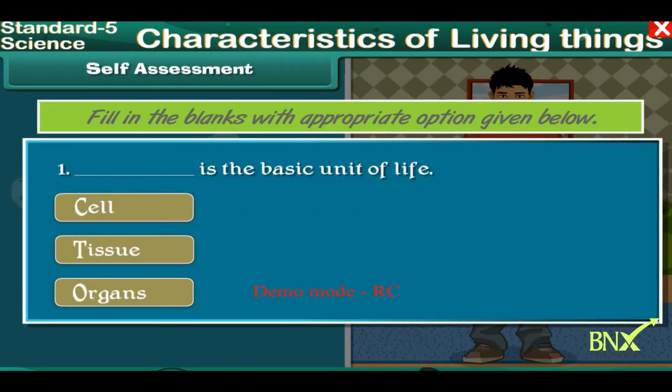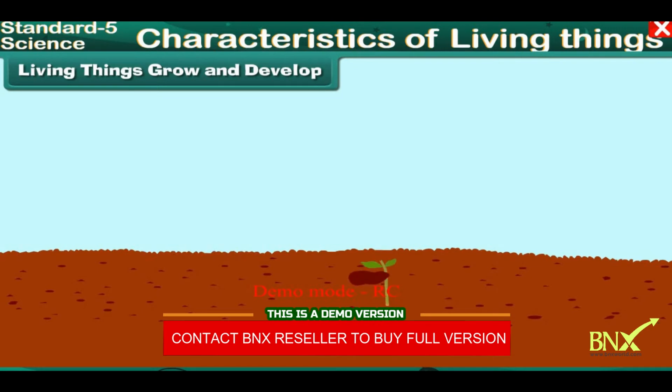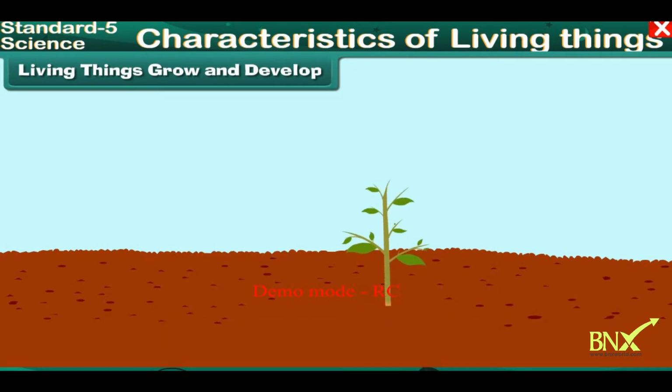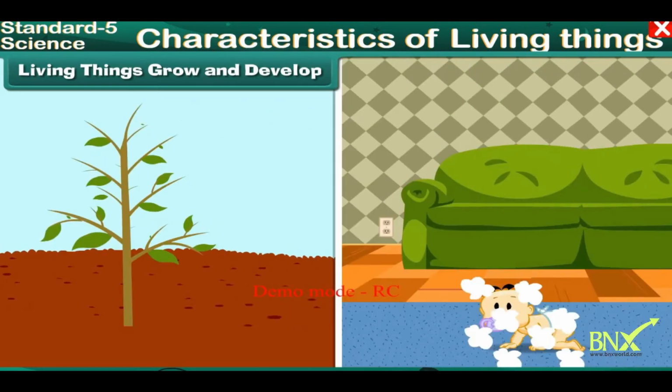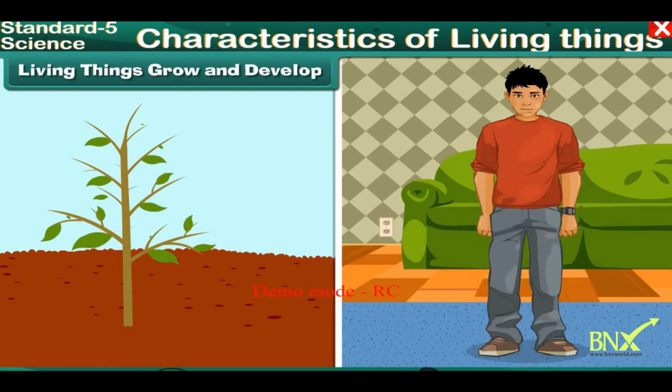Self-assessment. Fill in the blanks with the appropriate option given below. Living things grow and develop. All organisms grow and develop. Growth results in an increase in size, weight, and synthesis of new protoplasm. In animals, growth is limited to a certain age, while plants grow all their life.